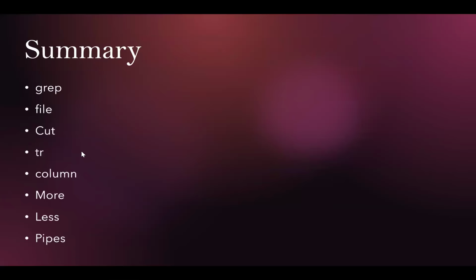In this lesson, we learned how to search the contents of a file using the grep command, how to determine a file's type using the file command, how to cut pieces of a file using the cut command, how to translate using the tr command, and how to format output into columns with the column command. We also talked about the commands more and less, which are pagers. The important thing to note here is that there are many small commands that you can chain together using pipes to do something very powerful and useful.